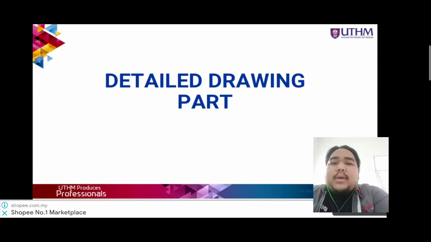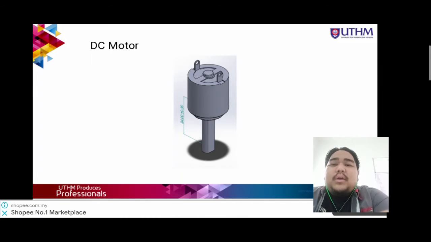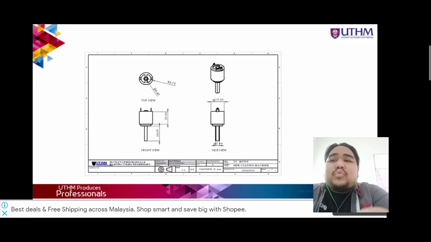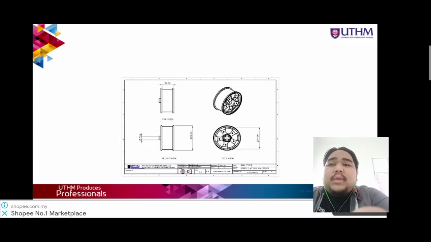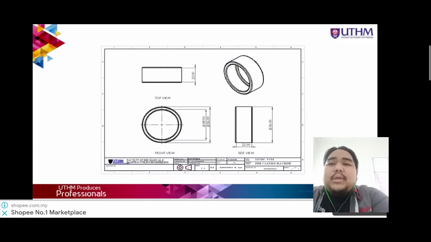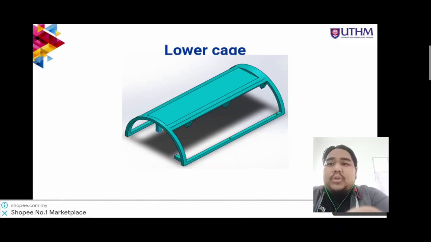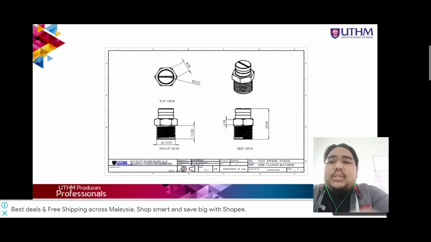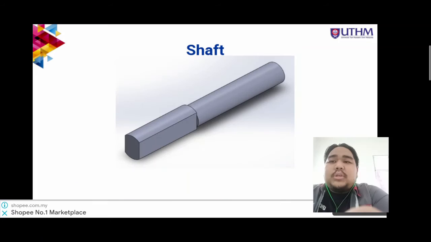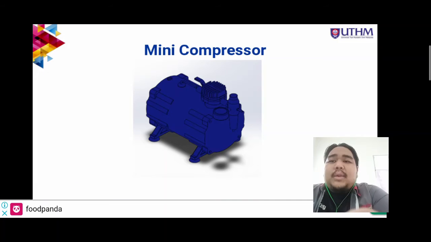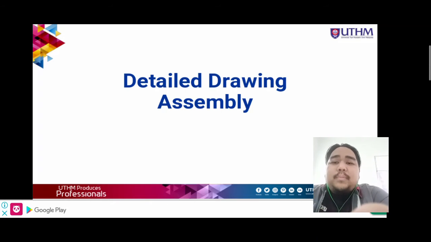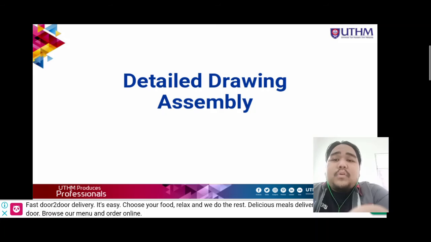For the detailed drawing part, our group project design consists of DC motor, rim tire, outer tire, upper cage, lower cage, flat stream nozzle, paint storage, shaft, and mini compressor. This is the detailed drawing assembly, which is the full assembly part for our design.